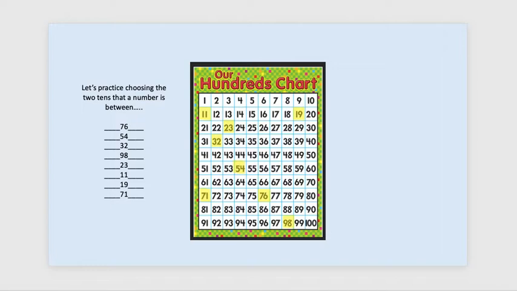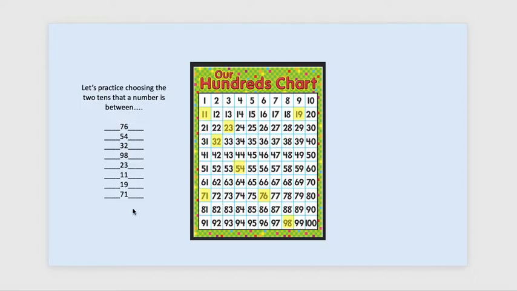Look at all of these samples. Pause the video if you need to and decide which tens would be on either side of each number. So if I find 76, right here, the first one, 76 would be between, I'm going to go back to the lower number, 70, and then I go to the higher one, 80. It would be between 70 and 80.